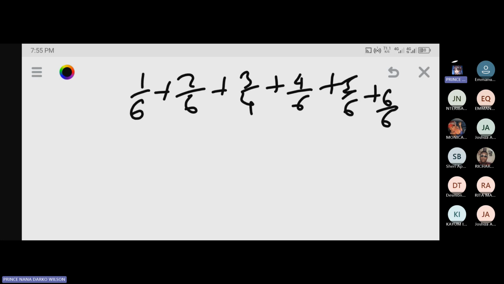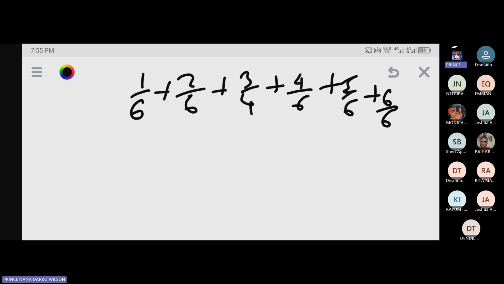So then adding this together, what you're getting is 1 plus 2, that's 3. 3 plus 3, 6. 6 plus 4, 10. 10 plus 5 is 15. 15 plus 6, and that gives you 21, all divided by 6. And you may rewrite this as a decimal value. So let's see, as a decimal value, what do we have here?